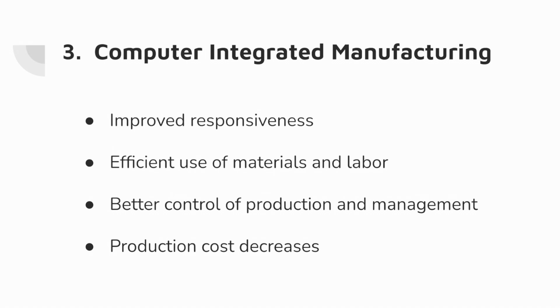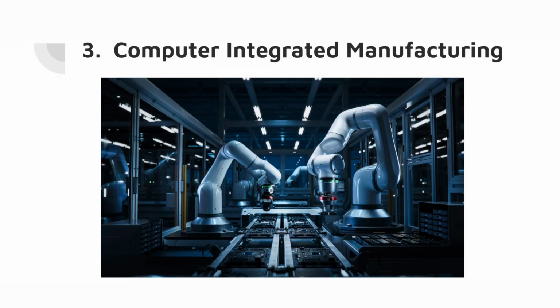Second is efficient use of materials and labor. Third is better control of production and management throughout the process of manufacturing a product. And finally, there is decreasing the cost of production while still ensuring the quality of a new product. My personal favorite subgroup of CIM are industrial robots, which are able to replace humans in dangerous or difficult manufacturing responsibilities, leading to a more efficient and reliable process.